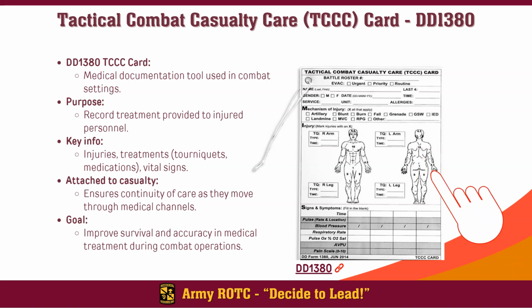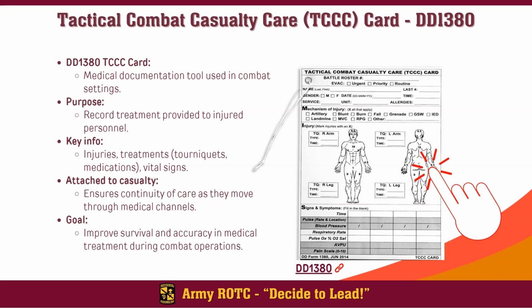The key info that you're going to want to be able to fill out is any type of injury, the treatments that you provided, to include tourniquets, medications, dressings, and their vital signs over time. Now it's attached to the casualty once it's filled out, not with their bag or next to them. It needs to actually be attached to them, whether it's a belt loop or on their wrist, and that way there's a continuity of care that follows them as they move through that medical channel. The goal of this is to improve their survival rate and have accuracy in the medical treatment going forward during any kind of combat operation.